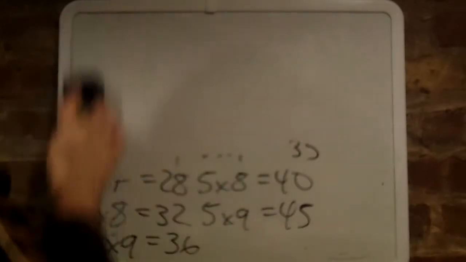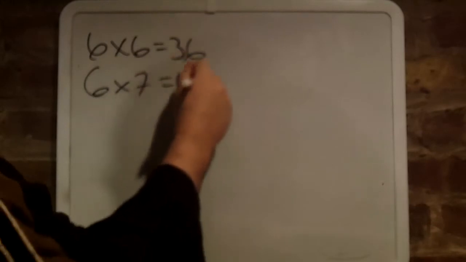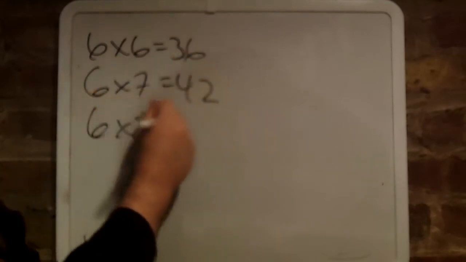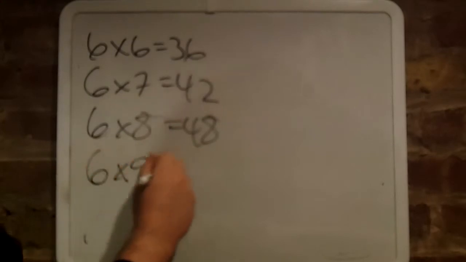Breezing right along through these. As I said, same pattern. Since we know what 5 times 6 is, we don't need to write down what 6 times 5 is. So we go straight to 6 times 6 is 36. 6 times 7 is 42. 6 times 8 is 48. 6 times 9 is 54.